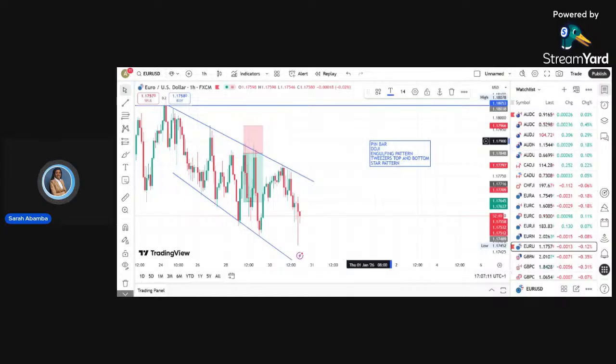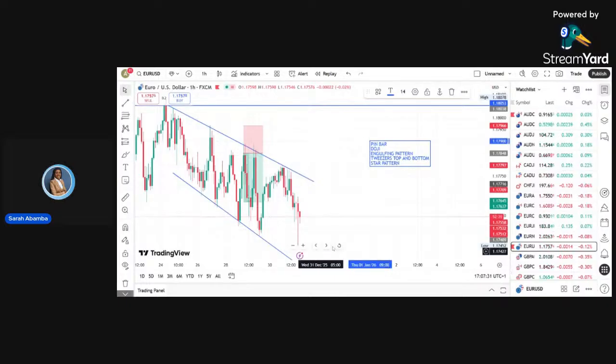So these are the candlestick patterns that I trade. What I normally trade though is pin bar, doji, engulfing, and star. I don't really trade the tweezers top and bottom because I rarely find them on the chart, so I don't trade them. But these are the candlestick patterns that I trade.